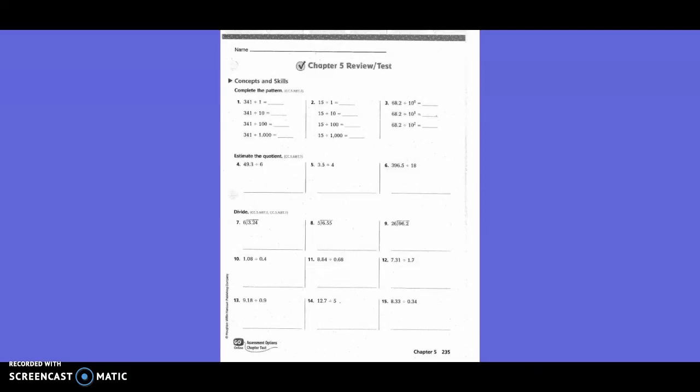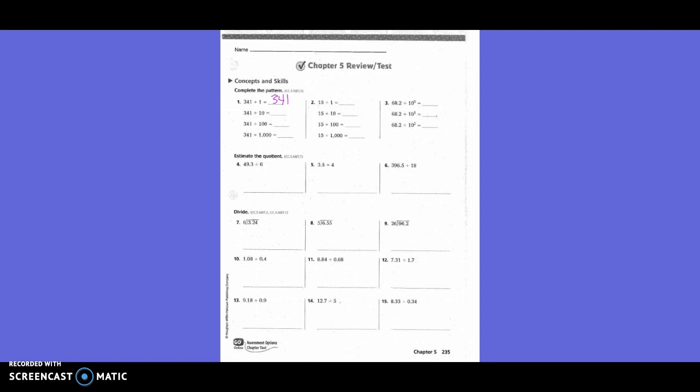Chapter 5 Review, 5th grade. Concepts and skills. Complete the pattern. So 341 divided by 1 equals 341, because anything divided by 1 is itself.